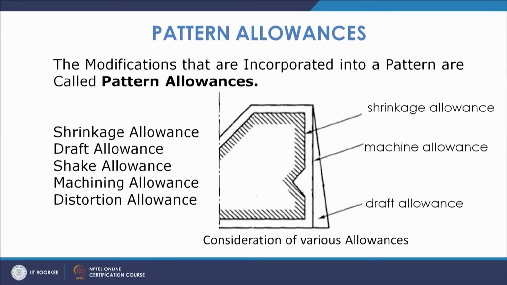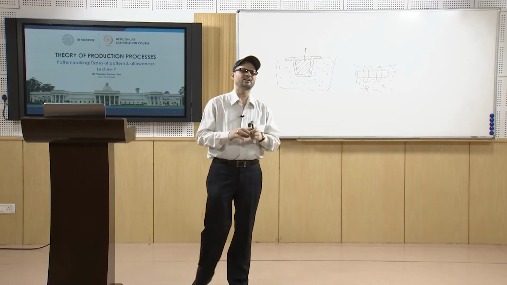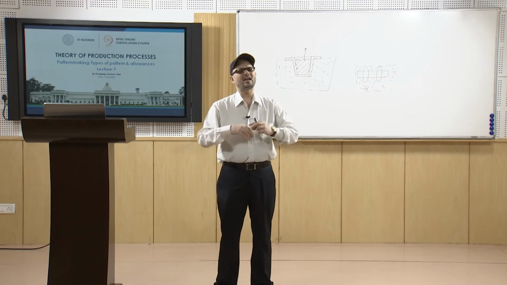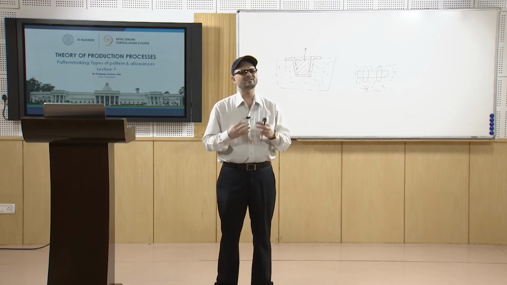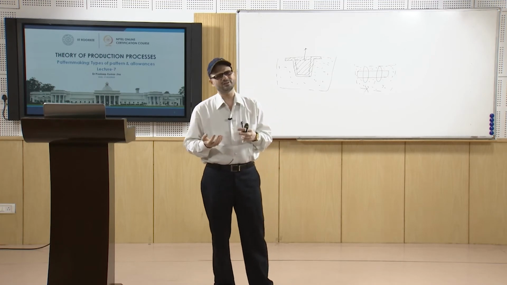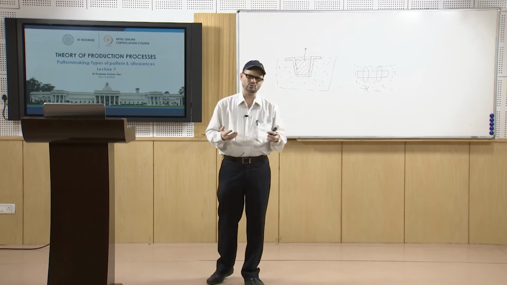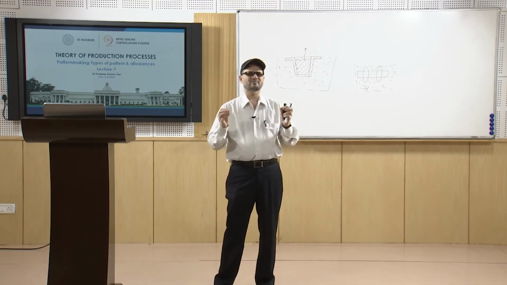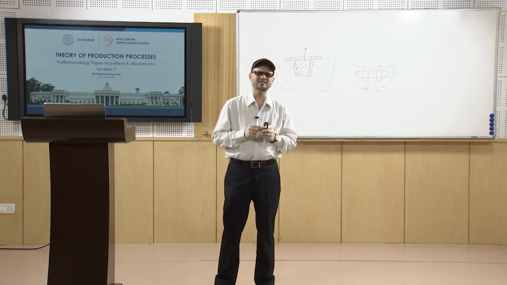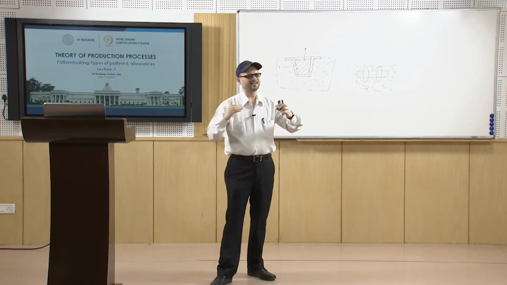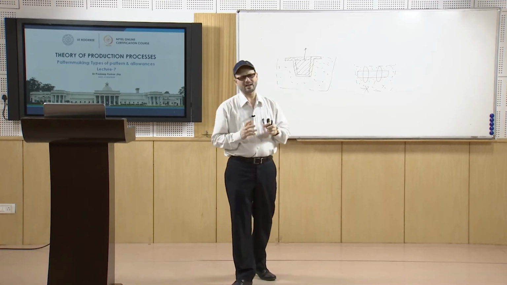distortion allowance. Now, if you look at this figure, we know that once the material solidifies, it will shrink, and the amount by which it shrinks is a characteristic of the material. Some may shrink 3% or 4%. That is the volumetric shrinkage, but we are giving the shrinkage in linear terms here for any linear dimension.